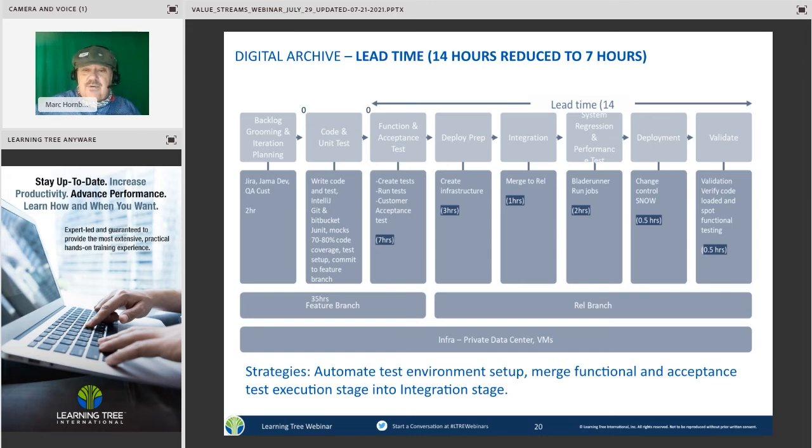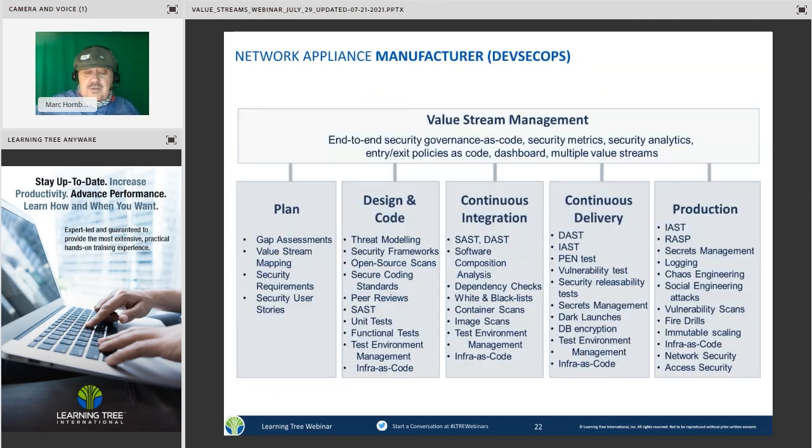So after we got this map and agreed to it with everybody involved in the discussion, we said, well, what could we do about this? How could we turn it into 7 hours instead of 14 hours? So everybody agreed that tackling the largest bottlenecks through automating test environments, and merging the functional and acceptance test stages into one integration stage, which makes a more traditional looking pipeline, would be good. So that's how we decided the future state would look.